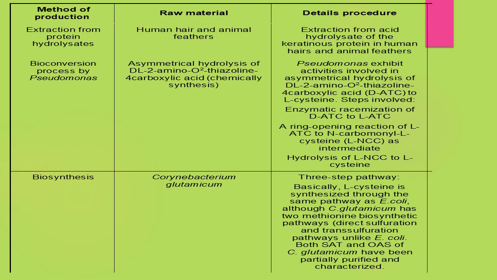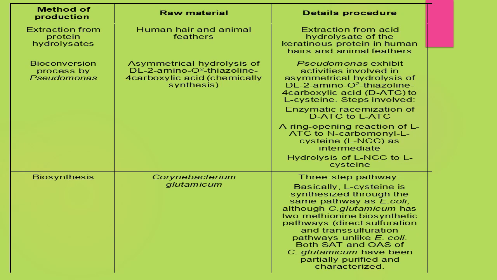DL-2-amino-delta-2-thiazoline-4-carboxylic acid will be converted into L-cysteine. This L-cysteine process requires 3 different enzymes. We already saw this in the previous slides. So these 3 different stages will occur: D to L, and then L to LNCC, and LNCC will be converted into cysteine.